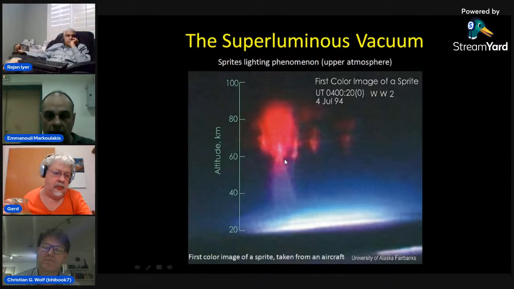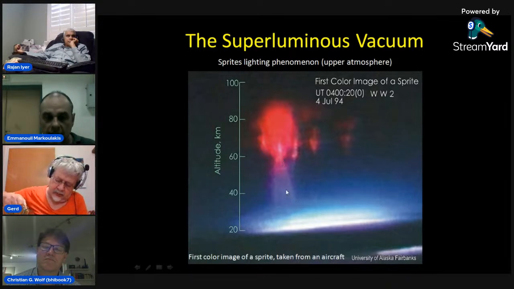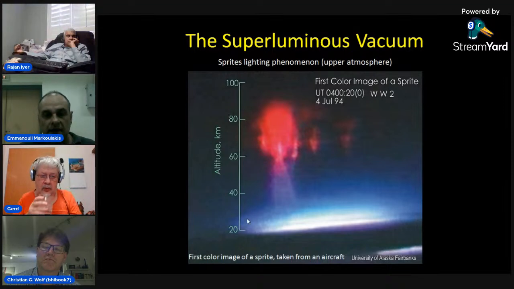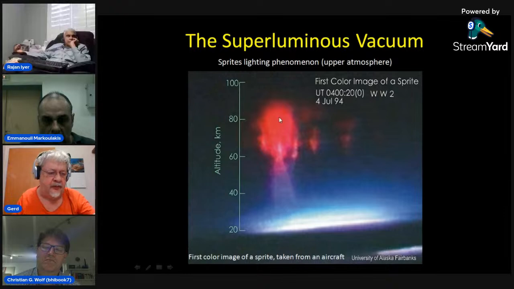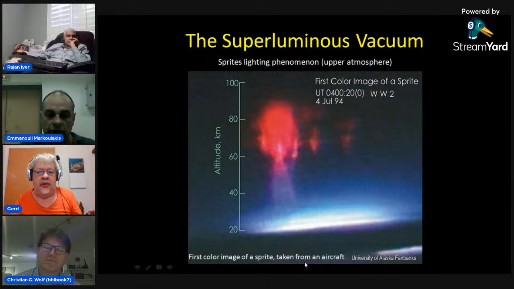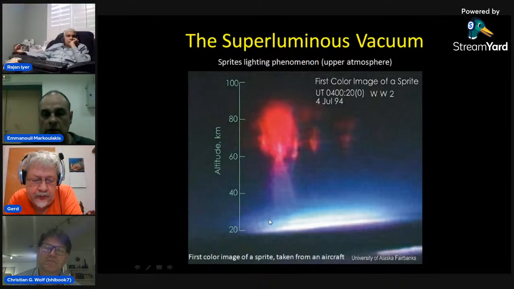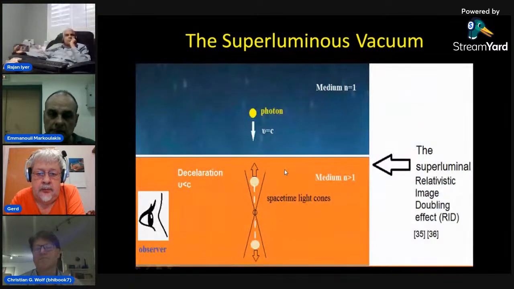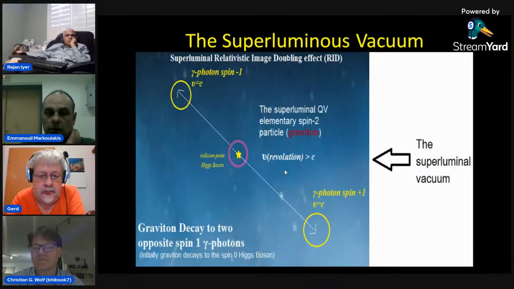From a point here, you get these two cones of light, more cone-like in shape. You get from a single point, simultaneously, lightning coming down and up. So this is an actual photo taken from a high altitude aircraft. This is a good visualization of the relativistic image doubling effect we're talking about.